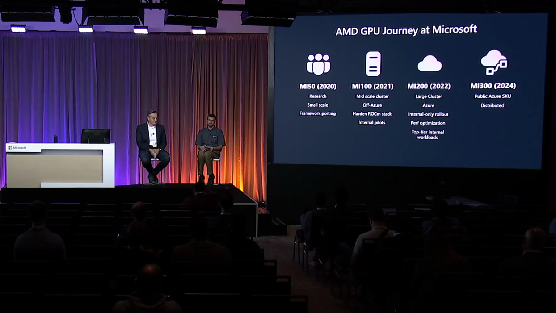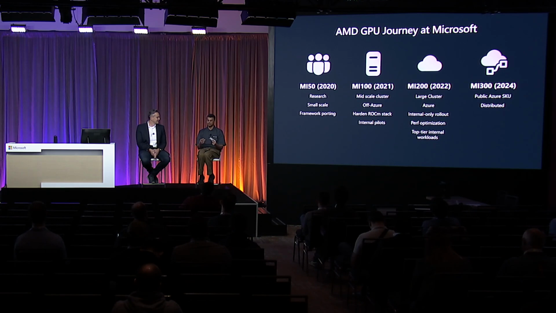That's where we onboarded an MI100 cluster, I believe somewhere around spring of 2021, so quite a while ago. This is a mid-scale cluster. We're talking about several hundred GPUs. We wanted to experiment with it fast, so we put it in an off-Azure lab. We again worked with AMD to harden the stack, like how do you really make it work seamlessly for real workloads?